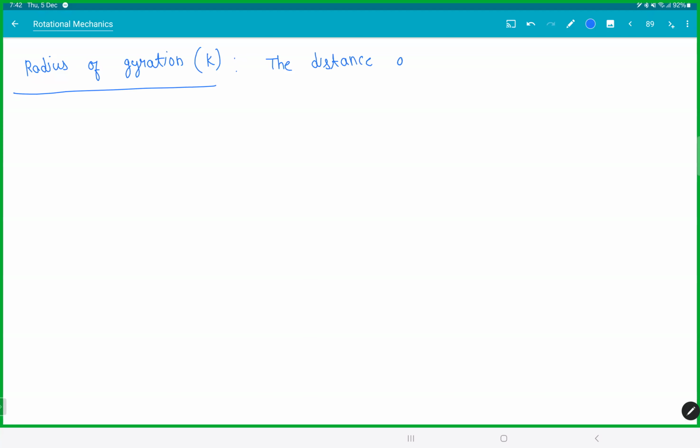The distance at which the total mass must be located to get the same moment of inertia as the system.